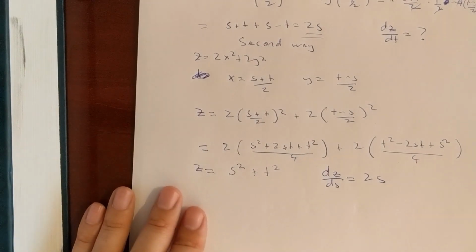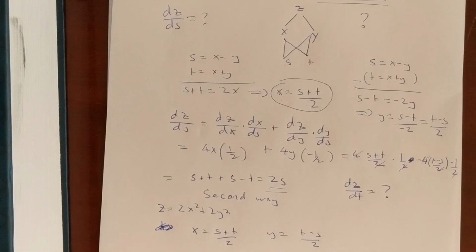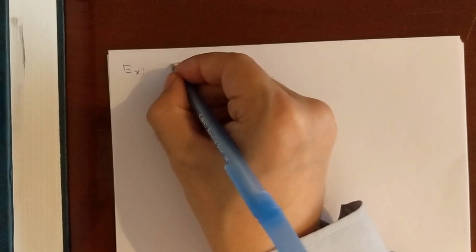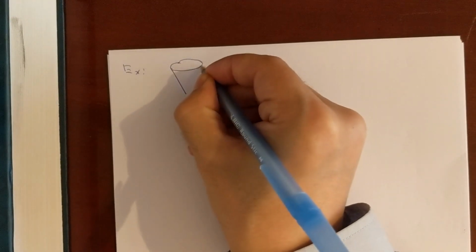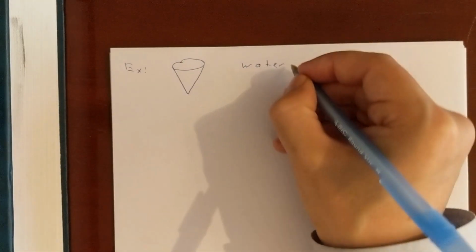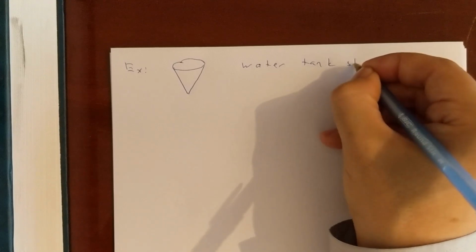But let's do a word problem, to see how we could apply this in a real life situation. Well, everything's going to be kind of nice, so it's not going to be real life. But anyhow, let's say, as an example, we have a water tank shaped like a cone.